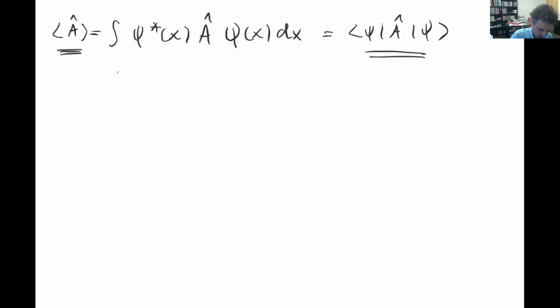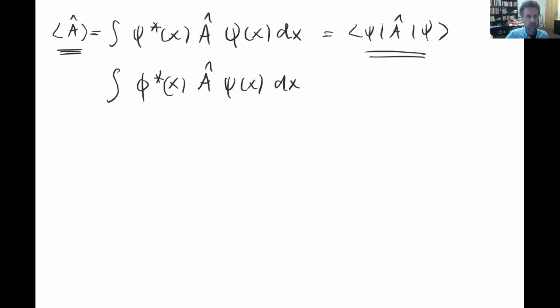So I can also write an integral as follows. Let's say I sandwich my operator between different functions, one phi and the other one the general wave function psi again. Again, the bracket notation is a little clearer on what is going to happen to this operator. You see that? Basically it's multiplied from the left with phi, and from the right it's multiplied by psi.